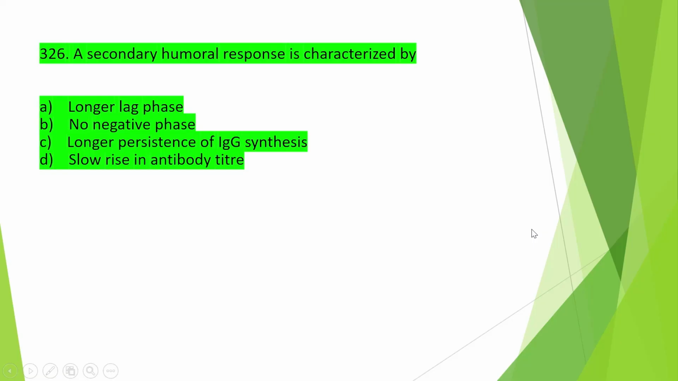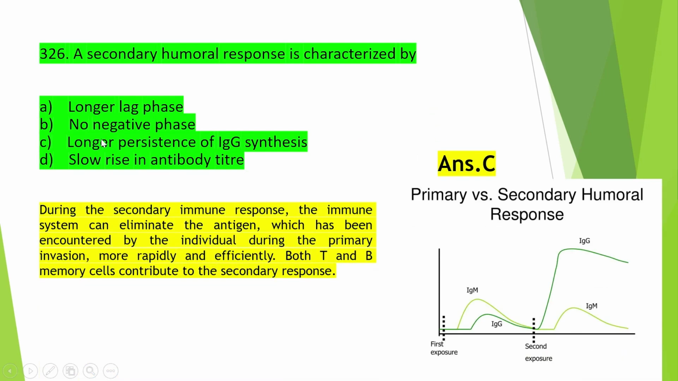The first question is: a secondary humoral response is characterized by longer lag phase, no negative phase, longer persistence of IgG synthesis, or slow rise in antibody titer. And the right one is option C, that is longer persistence of IgG synthesis. So a secondary humoral response is characterized by longer persistence of IgG synthesis.